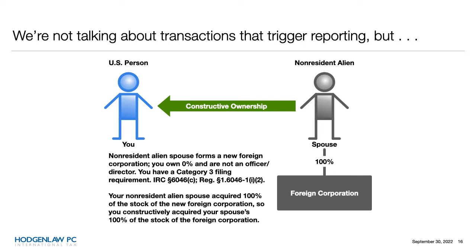And what this means is anytime you have a non-resident alien spouse that forms a corporation, dissolves a corporation, or there's stock changes that are large enough to trigger the disposition rules for Category 3, you've got a Category 3 filing requirement for the U.S. citizen spouse, even though the U.S. citizen spouse has no economic interest in the foreign corporation.